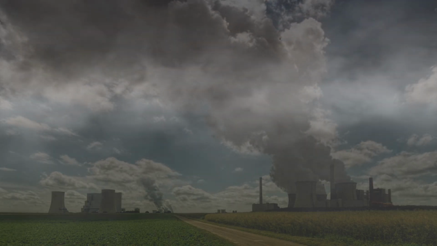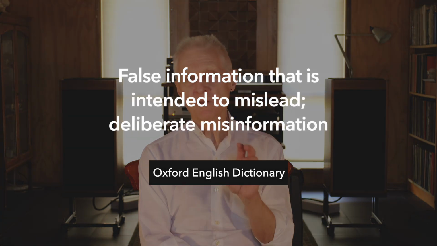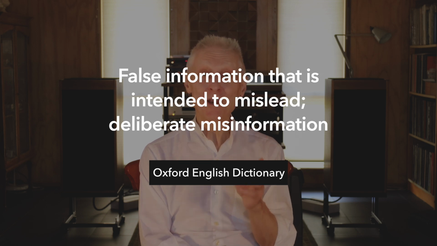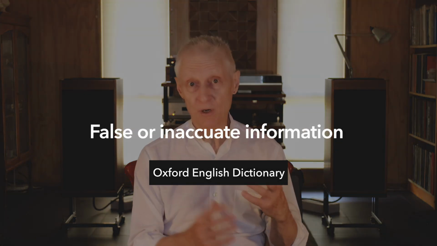Now, the question in the background is, why is this approach to critical thinking needed? Of course, it's easy to see why standard critical thinking is needed. Around the globe, we are currently seeing a fog of disinformation and misinformation, or rather, we're trying to peer through it. Now, let's pause and think for a moment about those two words. The Oxford English Dictionary defines disinformation as false information that is intended to mislead, deliberate misinformation. So, let's call that what it really is: lies. The dictionary also defines misinformation as false or inaccurate information.